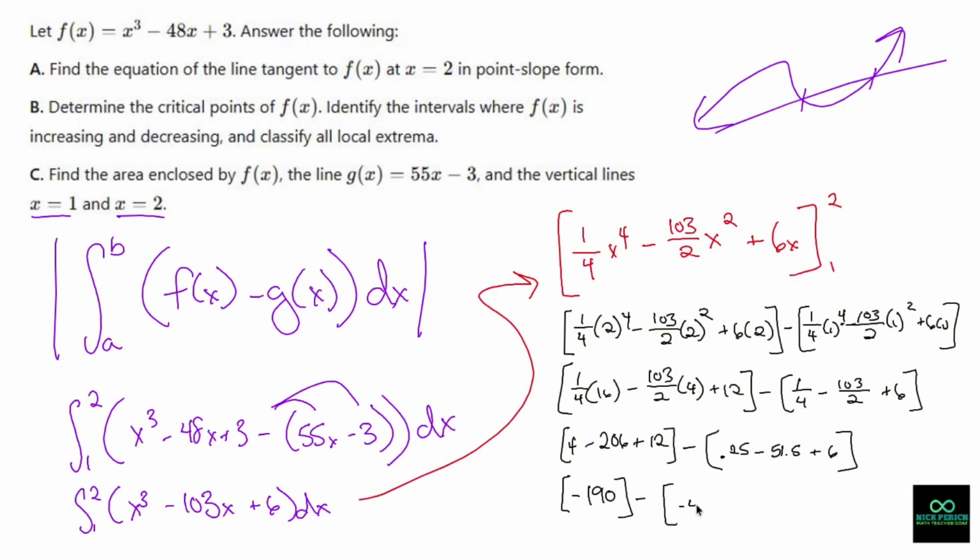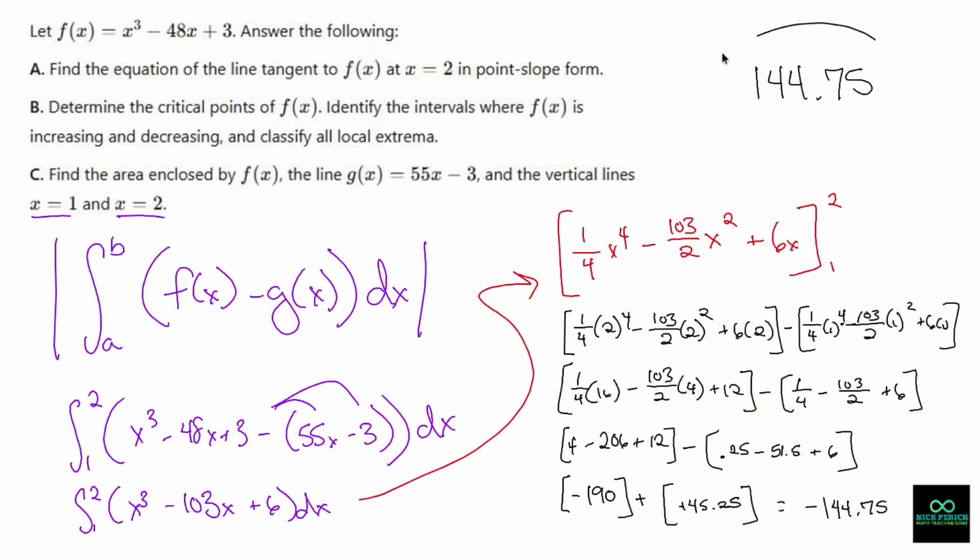That becomes negative 45.25. Double negative becomes positive. So now we're looking at negative 144.75. So I did it backwards. No big deal. Our final answer is just make this guy positive. And by making it positive, we end up with 144.75. Yuck, yuckity, yuck.